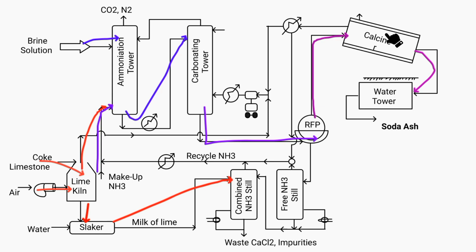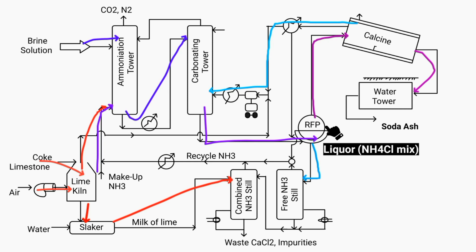In the calciner, when the calcination process occurs, sodium bicarbonate decomposes, resulting in the formation of sodium carbonate, carbon dioxide, and water. The carbon dioxide produced in this step is then condensed through the condenser and subsequently directed from the compressor to the carbonating tower. The filtrate liquor obtained from the rotary filter is sent to a free ammonia still, where a distillation process is conducted using a steam-heated reboiler. This process separates ammonia gas from the liquor, which is then recycled.